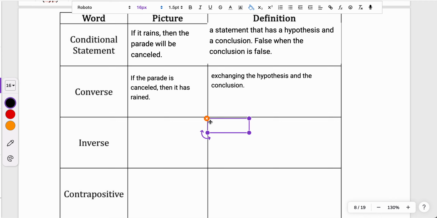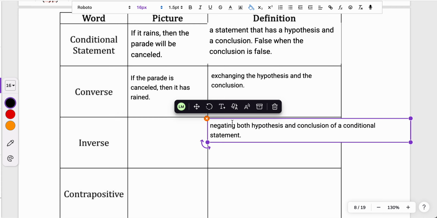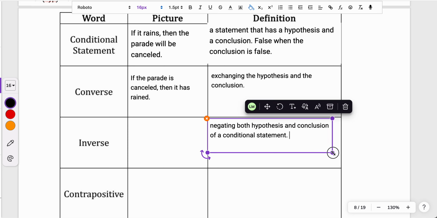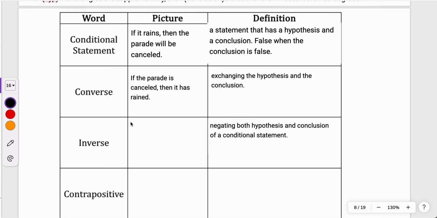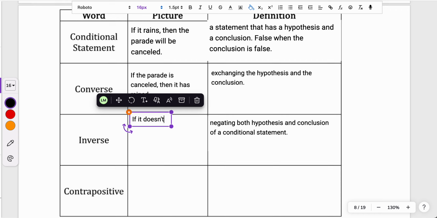Okay? Inverse, negating both hypothesis and conclusion of a conditional statement. If it doesn't rain, then the parade won't be canceled.